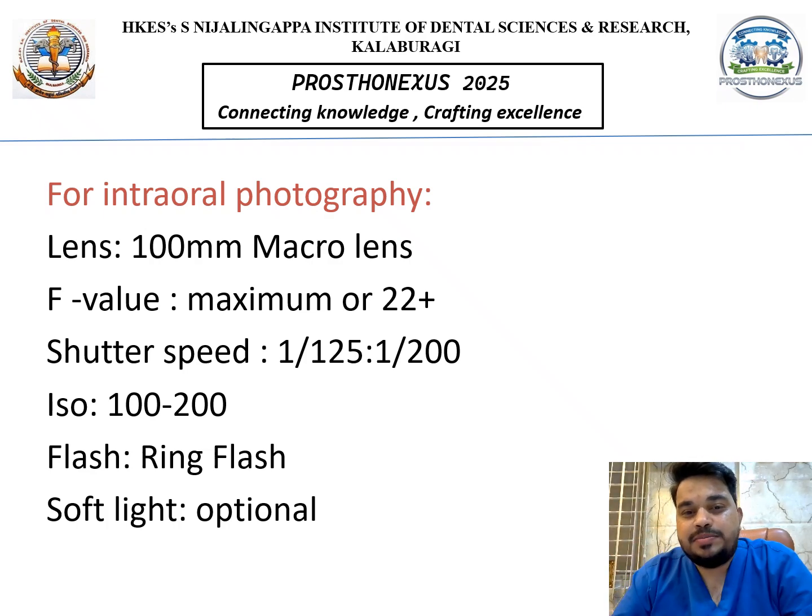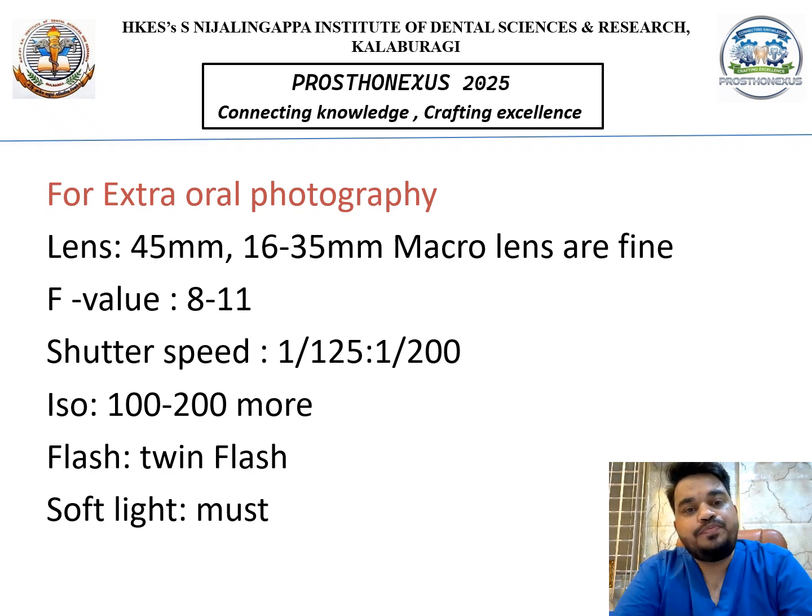Then the shutter speed I keep at around 125 to 200. ISO for intraoral photography is 100 to 200, and the recommended flash is the ring flash. The ring flash gets attached to the front of your macro lens, which gives a better view, and it focuses only on the intraoral area. Soft light is optional in intraoral photography. If you don't have it, no need. You can take good photographs without a soft light also.